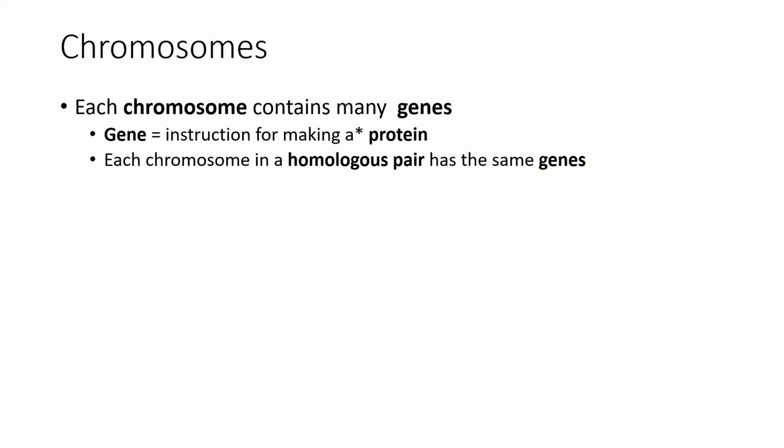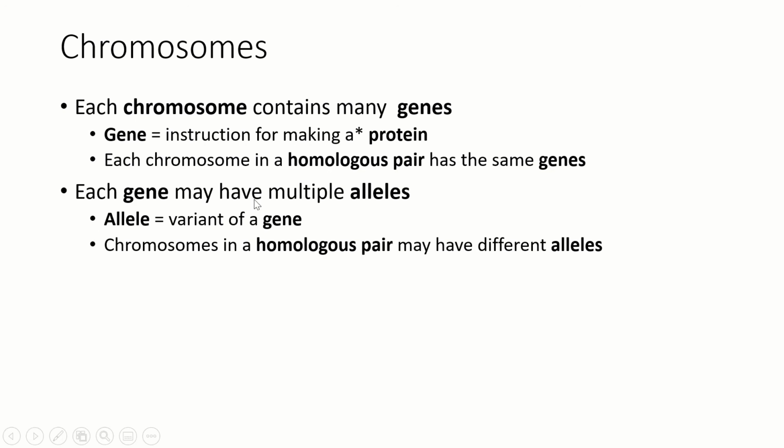Now you remember each chromosome contains many genes, and a gene is just the instruction for making a protein. Now, there's an asterisk here because in some cases, one gene can actually make more than one protein, and we'll talk about that in just a minute. It will make sense. So each chromosome in a homologous pair, they are homologous because they have the same genes. So they might have, for example, the gene for having freckles, that might be on one chromosome.